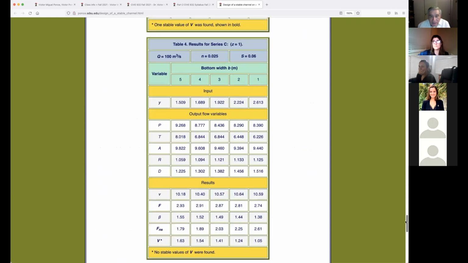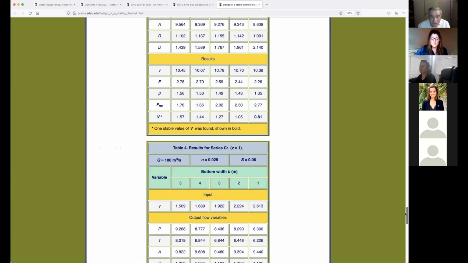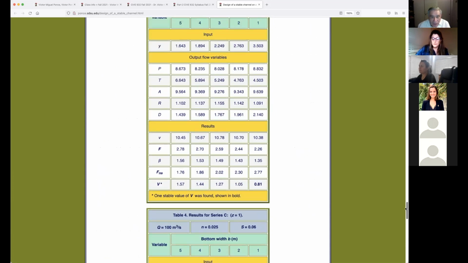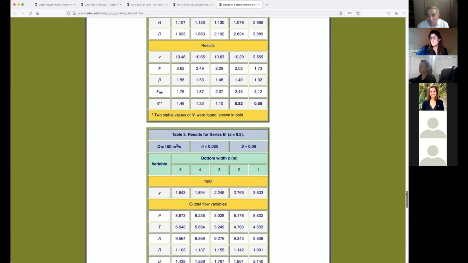Where are the betas here? The betas: 1.5, 1.38 for this case. 1.5, 1.35. And for this other case, 1.5, 1. So we got to 1.32. Our lowest beta was 1.32. We want to get to 1.2, 1.1, and we can, based on the experience that we have.